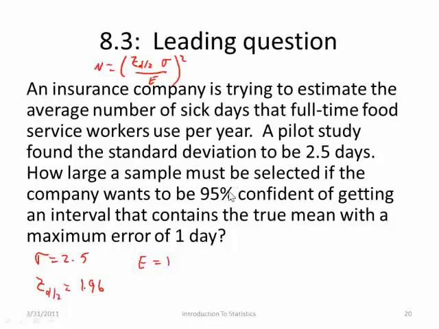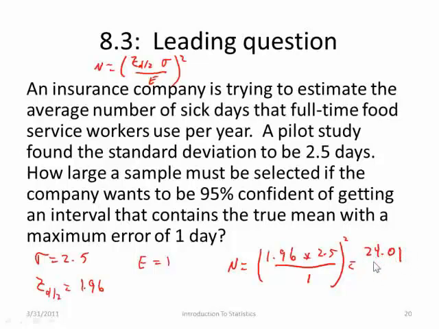So plugging all of this in, we have that n is equal to 1.96 times 2.5, divided by 1, squared. I think that by my computation, I came up with 24.01 with some rounding. Does that sound about right?